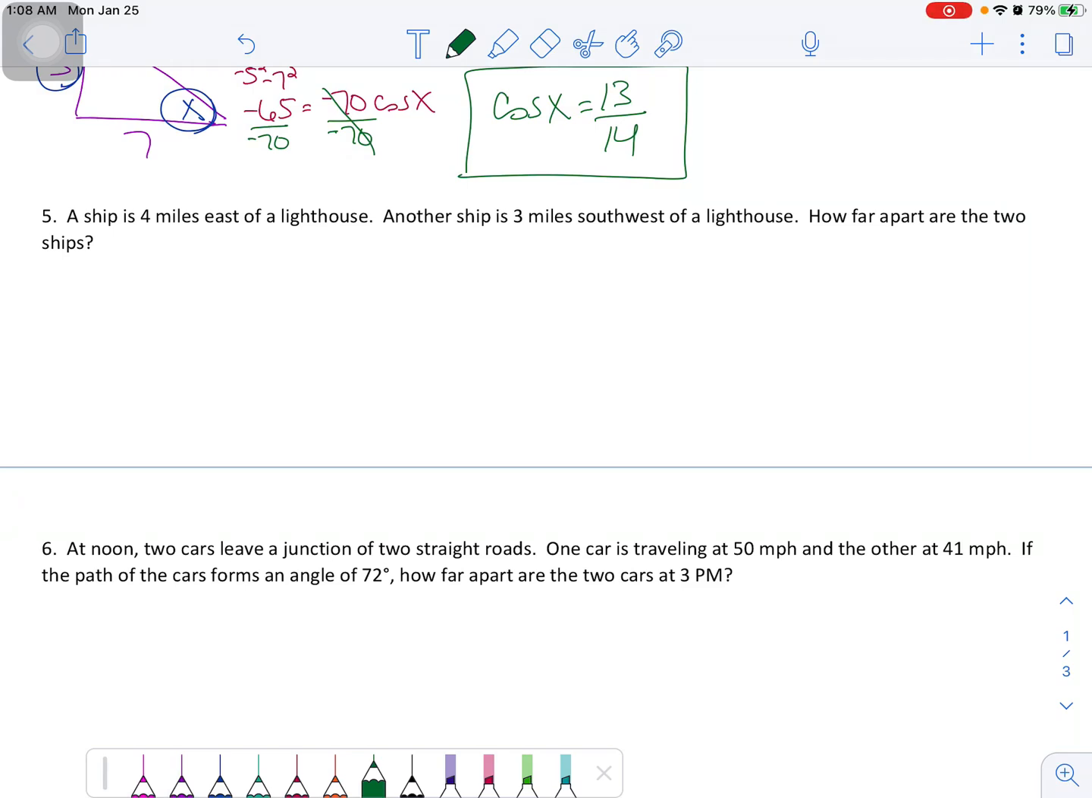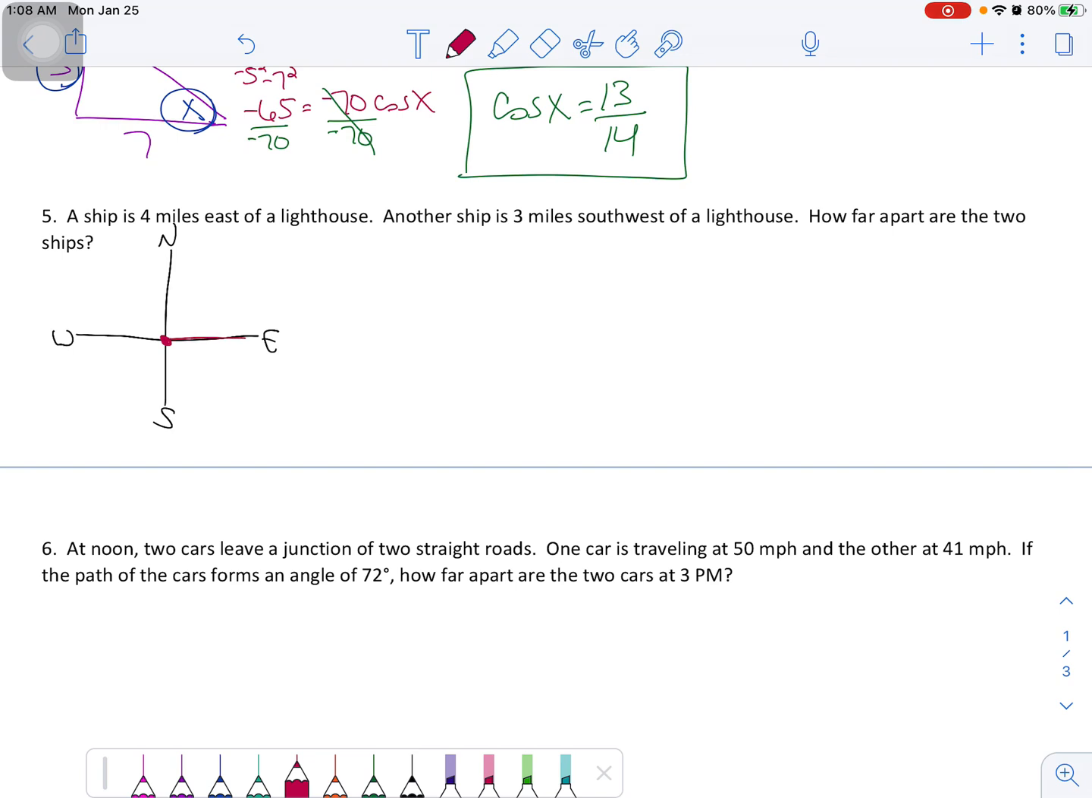All right, on to problem number 5. A ship is 4 miles east of a lighthouse. All right, so this is going to start getting into our compass again. So it's always beneficial to draw it out. So north, east, south, west. And we're going to say that the lighthouse is this origin point.